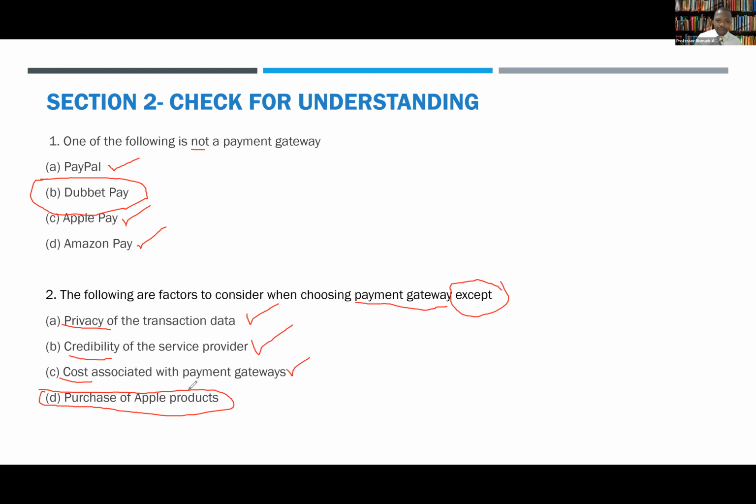Purchase of an Apple product? No, it's not something that we really want to consider. So D will be the best answer. Good job.